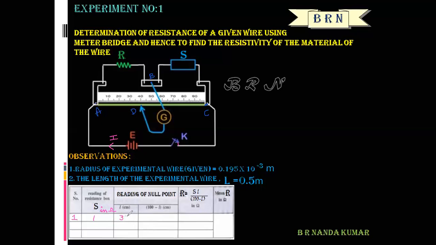So this is 30 centimeter. 100 minus 30 centimeter is how much? 100 minus 30 centimeter is 70. So this is about the first trial in this experiment.